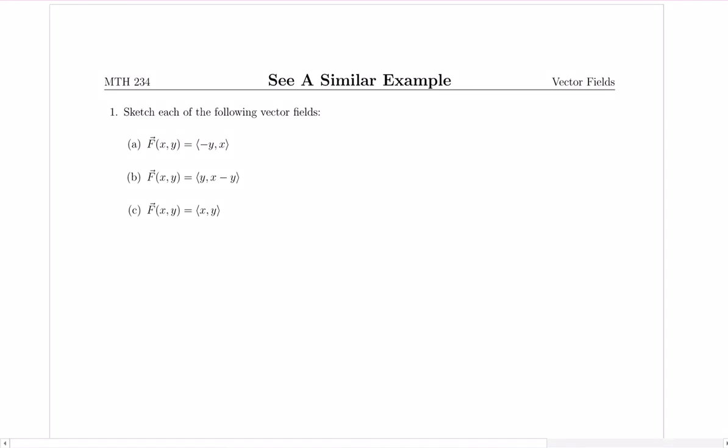In this video, we will see how to sketch a vector field. So we're just given 3 different vector fields here, and we want to sketch them and see what they look like. So, the first one we have is F of x, y equals minus y, x.